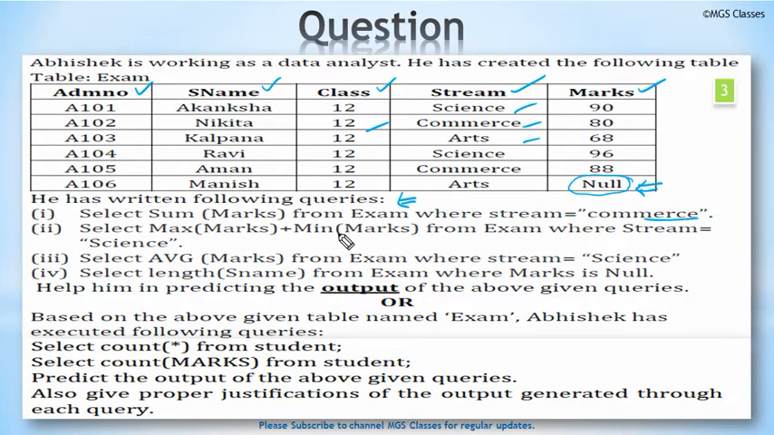Select max marks and min marks from the exam where stream equals science. So here, whenever the stream is science, you need to calculate the maximum of those marks and the minimum of the marks, and then you need to add them up.